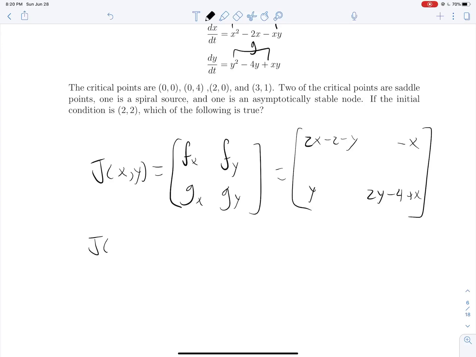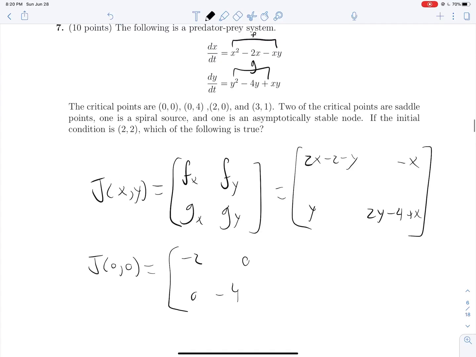So the Jacobian of (0, 0) will be negative 2, 0, 0, negative 4. And what is that? Well, if our eigenvalues are real, unequal, and negative, that will be an improper nodal sink. So that's our asymptotically stable node here. So I'll just say that this guy is our (0, 0) point. And just to save some space, I'm going to get rid of that.